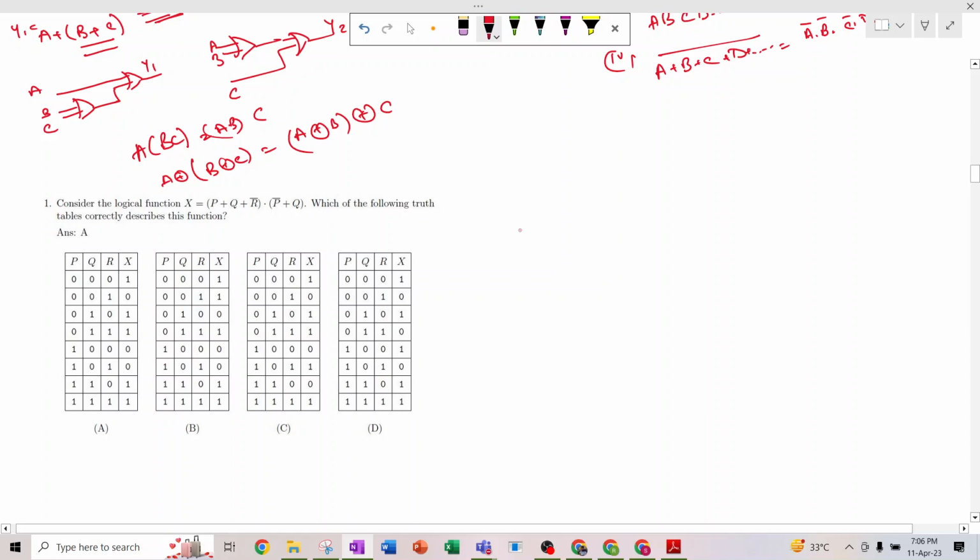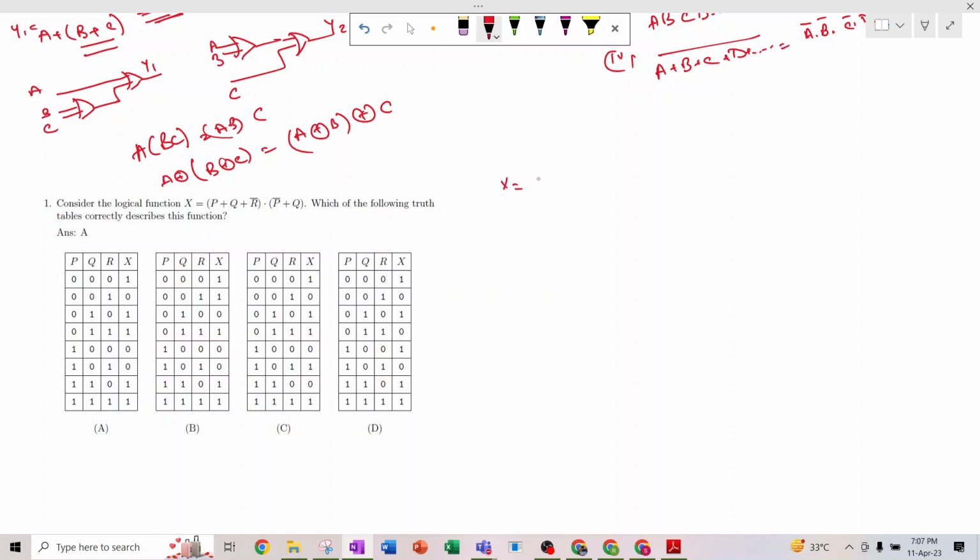So in the first question, it is asked: consider the logical function x equal to p plus q plus r bar, multiplied by p bar plus q. Which of the following truth tables correctly describes this function? As I have already discussed, a truth table means for each combination of the input variables, what is the corresponding output? If we list it down for all the input combinations, then we can call it a truth table. So here we need to expand this thing.